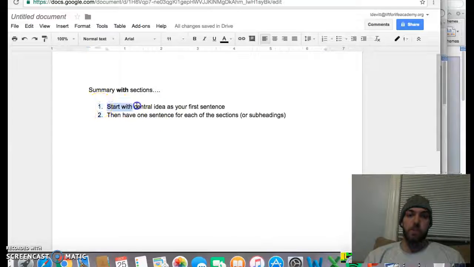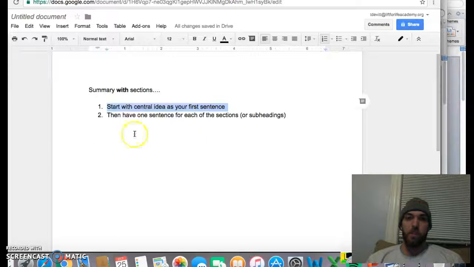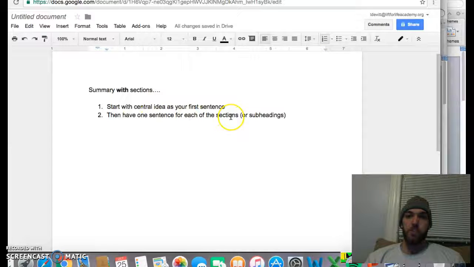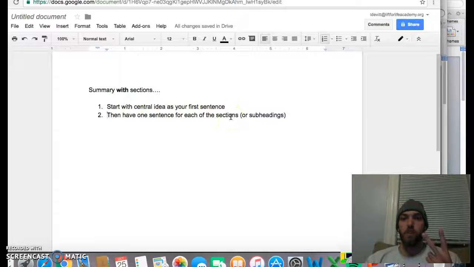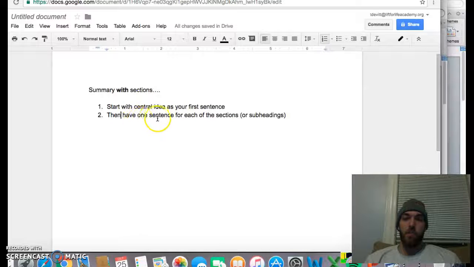You always start by writing the central idea of the whole article. And then you have one sentence for each of the sections. Like we said, there's two in this article, so you're going to have a total of 3 sentences, right? One for the overall central idea, and then one for each of the sections. So I'm going to show you how to do that perfectly.